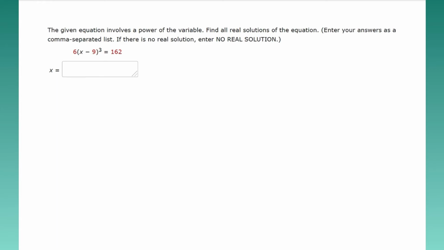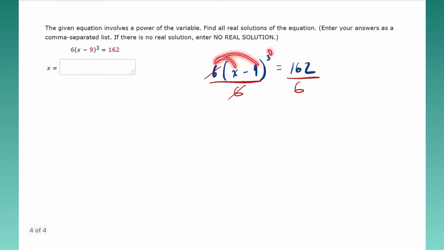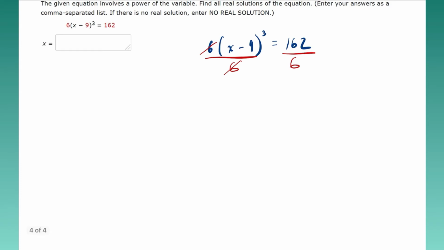You first want to isolate the cube part, and that means we need to get rid of the 6. We can do that by dividing both sides by 6. Note that you cannot distribute because of the exponent, so be careful about not distributing there. Is 162 divisible by 6? It is, actually. 162 divided by 6 is 27. So now we have x minus 9 cubed equals 27.